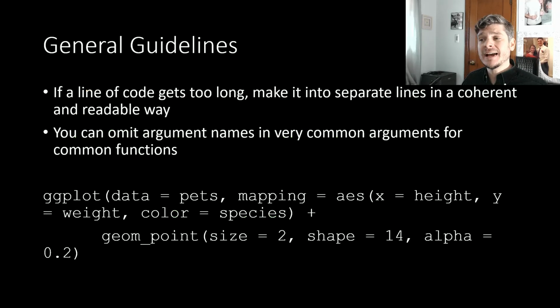All right, general guidelines. If your code starts getting too long, if your line gets really long and it starts wrapping back on itself, make it into separate lines so that it is coherent and it is readable. We also can omit argument names if there are very common arguments for functions.